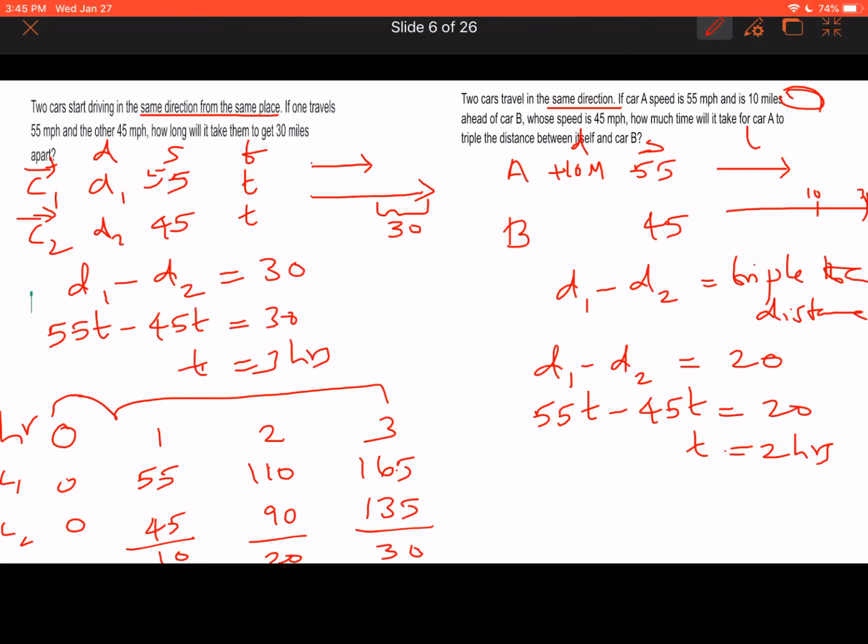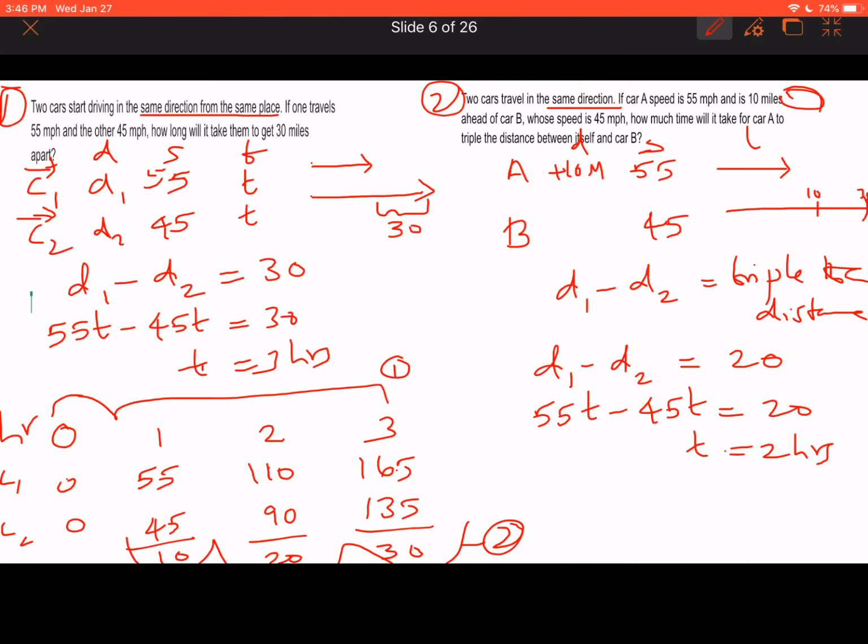Okay, that is the first problem. Whereas the second problem, okay, they are going to find only from here to here. Okay, already they are ahead by 10. They want to triple the distance, and how much time it takes.